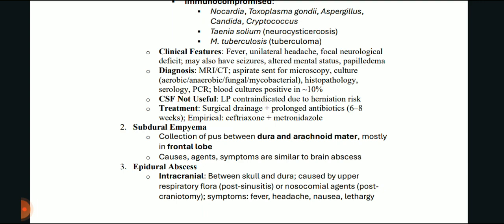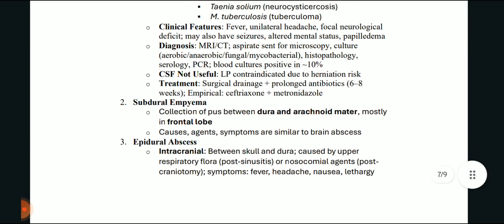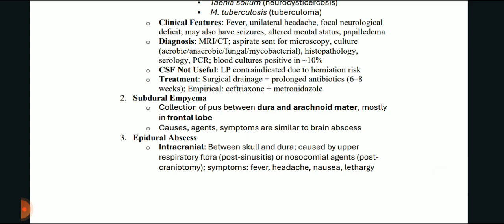Now, treatment is surgical drainage with prolonged antibiotics for 6 to 8 weeks, and empirical treatment is by ceftriaxone and metronidazole. Now, subdural empyema is the collection of pus between dura and arachnoid mater, mostly in the frontal lobe. The causes, agents, and symptoms are similar to the brain abscess. What's the difference? Brain abscess can occur anywhere, and subdural empyema is a specific name for pus between dura and arachnoid mater, mostly in the frontal lobe.